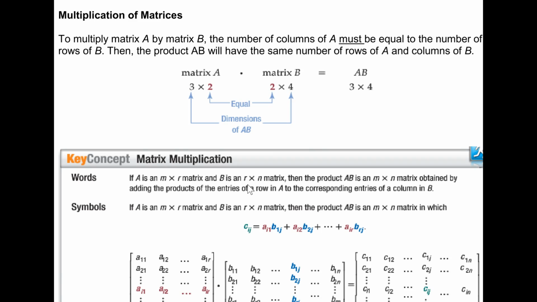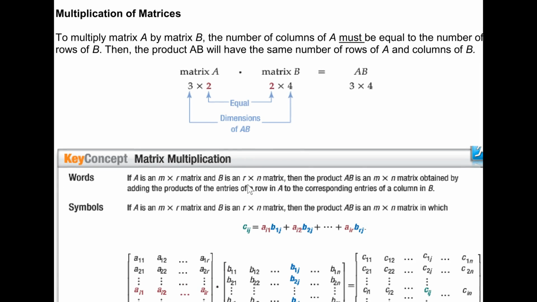All right, so remember, throwback. To multiply matrix A by B, the number of columns of A must be equal to the number of rows of B. Right, so that's what this is saying right here. Then the product A times B will have the same number of rows as A and columns of B. So this would be the dimensions.